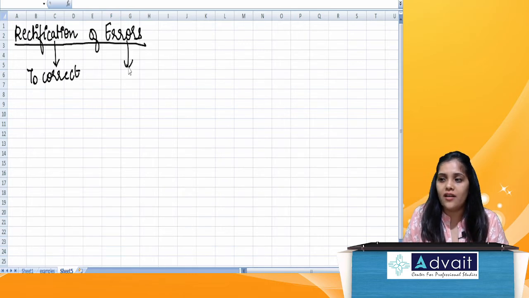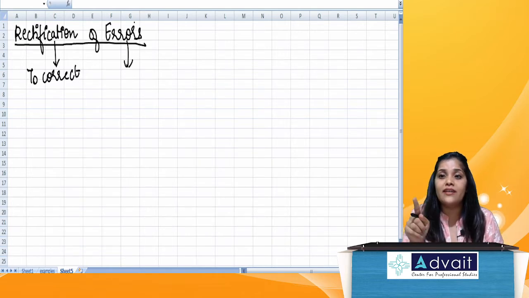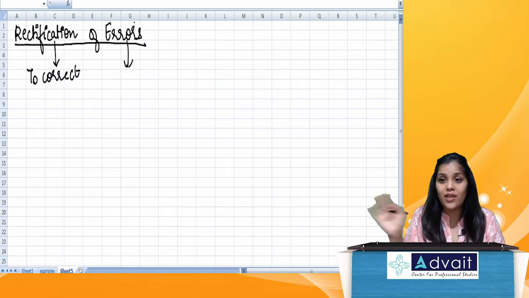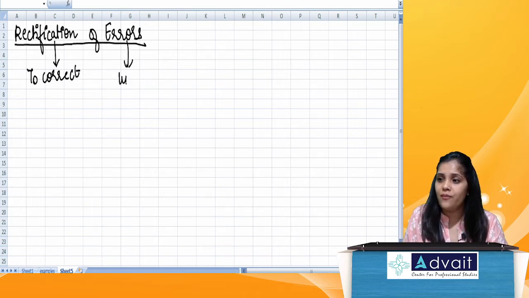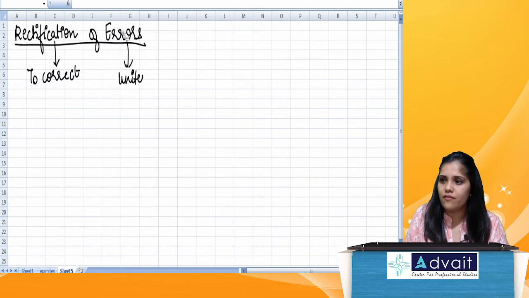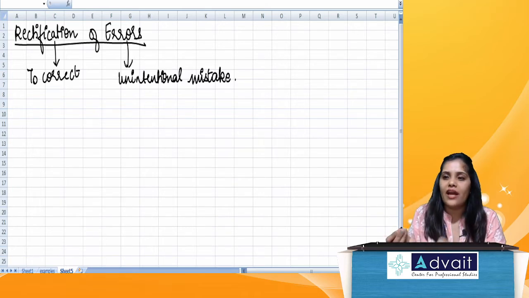Now what is an error? It is a mistake. A mistake is always unintentional. Okay, if it is intentional, then it is a fraud. If you're doing it intentionally, then you're committing a fraud. But a mistake is something that is unintentional. So error is nothing but unintentional mistake. Okay, so what are we trying to do here? Something that you have done by mistake, we are trying to correct it.